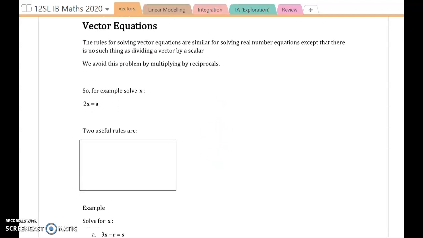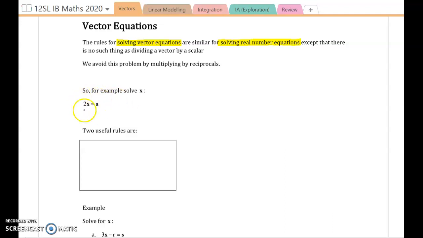Alright, Year 12. So this lesson is on vector equations. It's going to be a short one because when we're solving vector equations, they're similar to solving real number equations. So if you move it to the other side, you do the opposite operation. One of the key things though is that you can't write a vector as a numerator or denominator. You have to write the scalar product in the front.